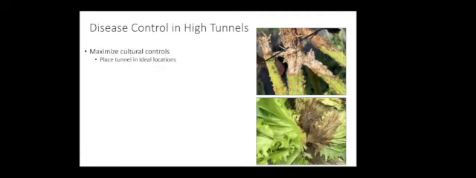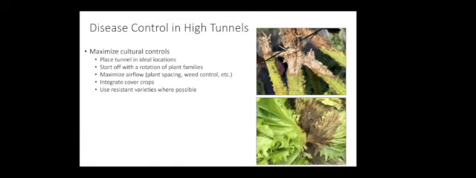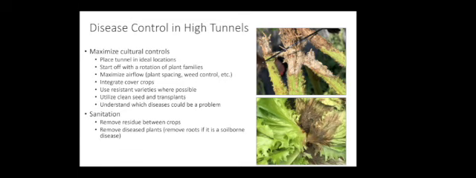Just to reiterate, when you're talking about disease or any other kind of control in high tunnels, maximize your cultural controls. Place your tunnel in an ideal location. Start off with a rotation of different plant families, especially when you think about your market sources. Maximize your airflow, integrate cover crops when possible, use resistant varieties where possible, utilize clean seed and transplants, and understand which diseases could be a problem going in, so you know what to look for.